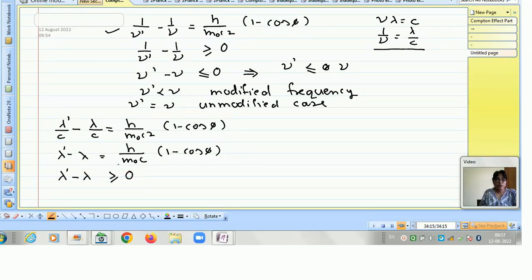So in the case of frequency, the modified frequency has a value less than the original frequency, but in the case of the wavelength, the modified wavelength lambda dash is greater than the original wavelength. So this shift lambda dash minus lambda is termed as delta, and this is known as Compton shift.